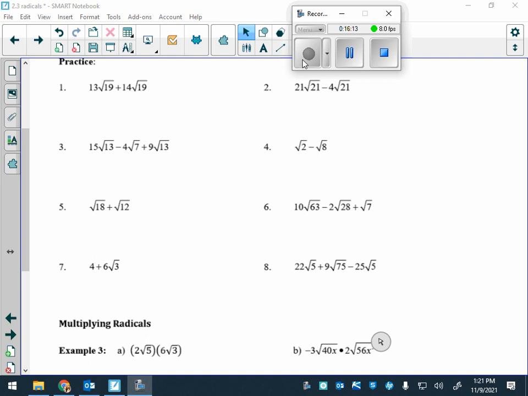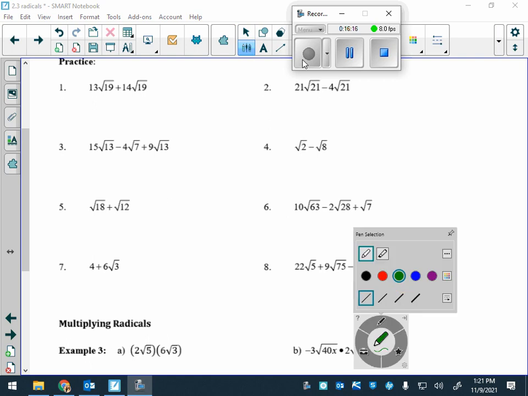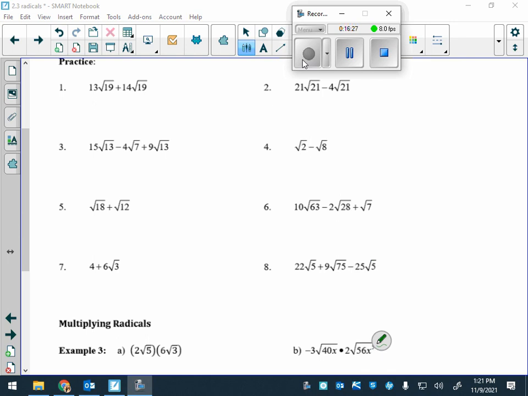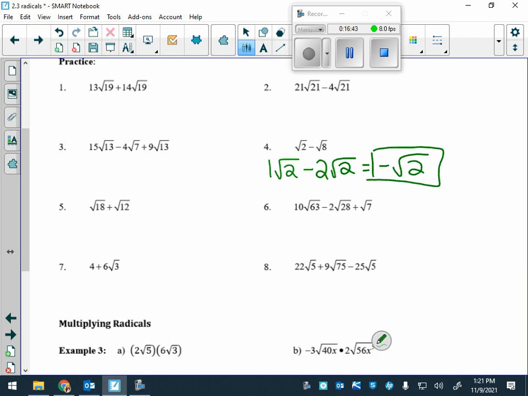Number 4. Did someone get something else? Addison? Negative root 2 is correct. Okay. What is the coefficient in front of root 2? 1. So I have 1 root 2 minus square root of 8, which is 2 root 2. What's 1 minus 2? Okay, negative root 2. Just be careful. If you don't see any number in front of the square root, it's automatically 1.